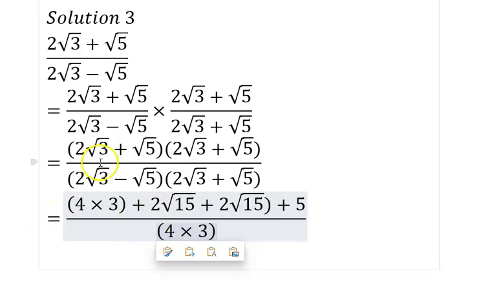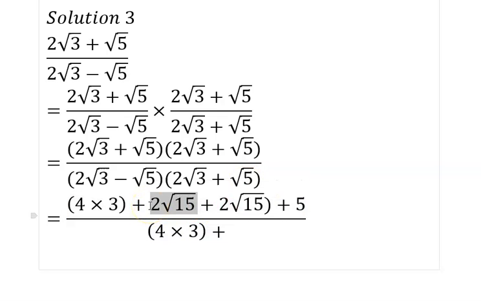Beautiful. So let's take it one after the other. 2 root 3 times root 3, that's 2 times 2 will give us this 4. Root 3 times root 3 will give us 3. So let's move to the second one. 2 root 3 times root 5. Root 3 times root 5 will multiply, that's root 15. So we have 2 root 15. That's what we have.